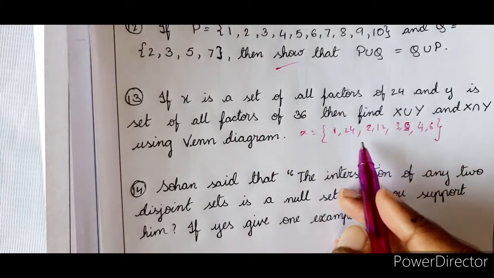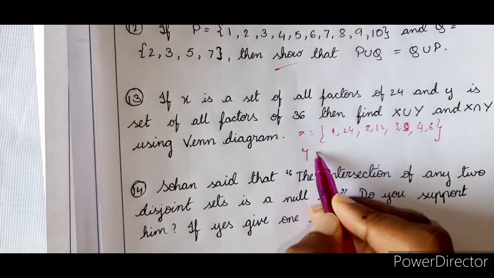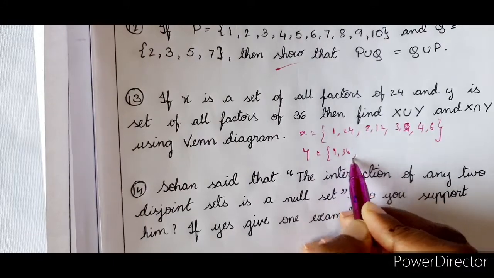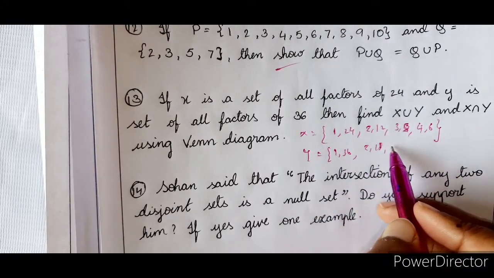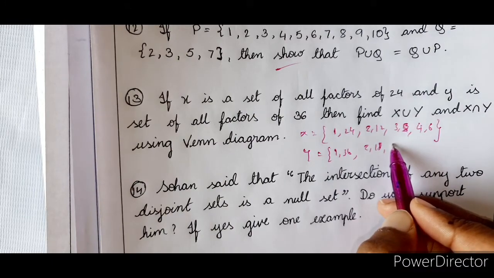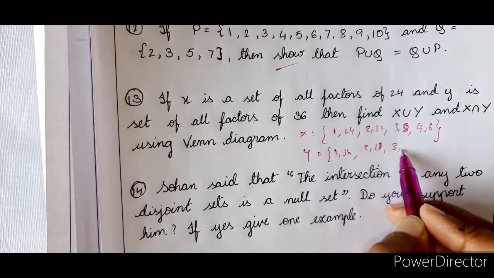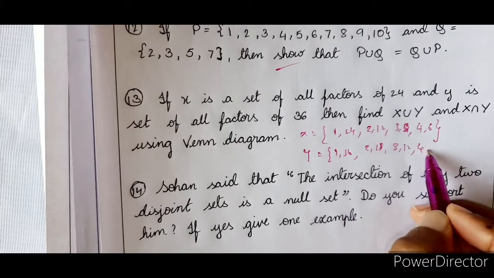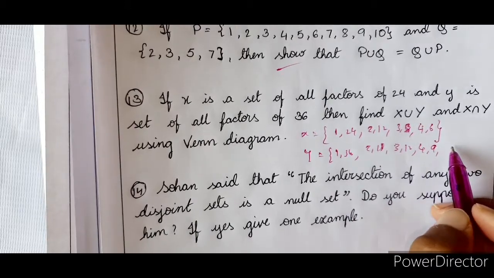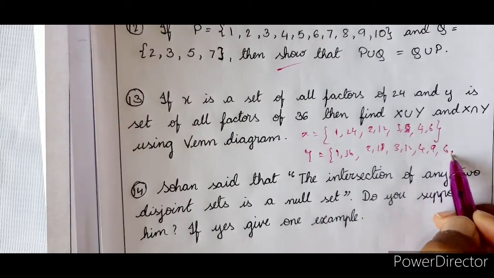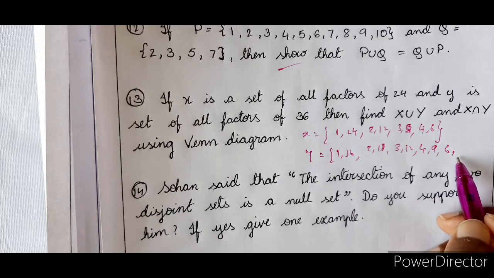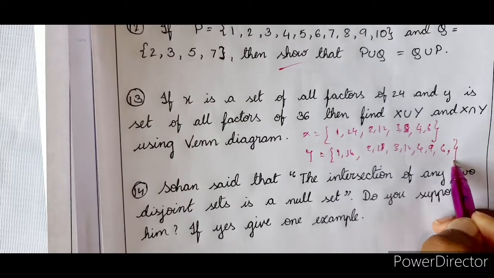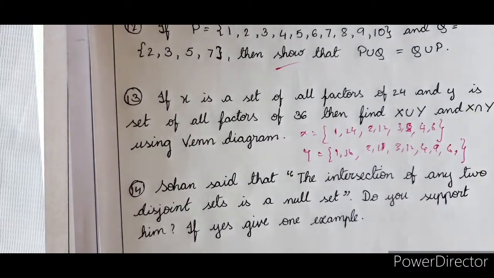And y is set of all factors of 36. Y is equal to 1 and 36 itself first. Next 2, 18. Then next comes 4. Will 3 go? Yeah. 3, 12. 4, 9s. 5 doesn't go. 6, 6 are 36. Then that's all. Remaining all things, whatever are asked, you can do by yourself.